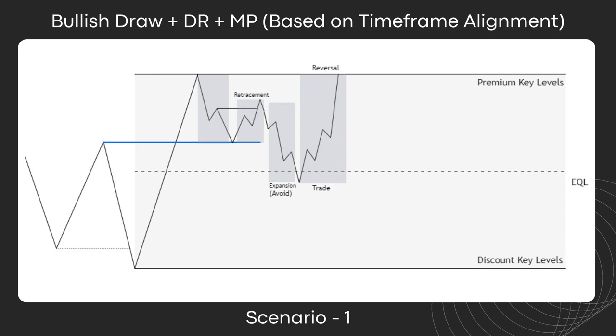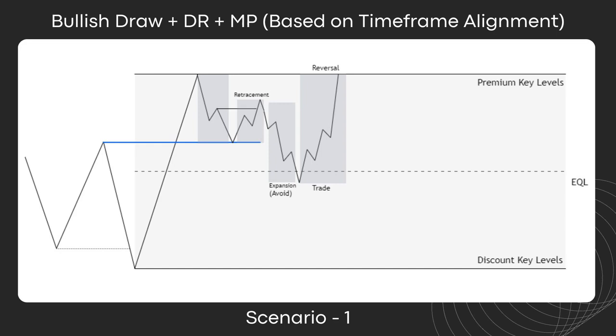Now you can trade the key levels in the premium too, but remember they're going to be lower probability trades, right? You have to be extremely cautious when trading them and not fumble. And for most of you, it will be best if you avoid them, and only trade the ones that are in discount in case of a bullish dealing range or bullish market conditions.